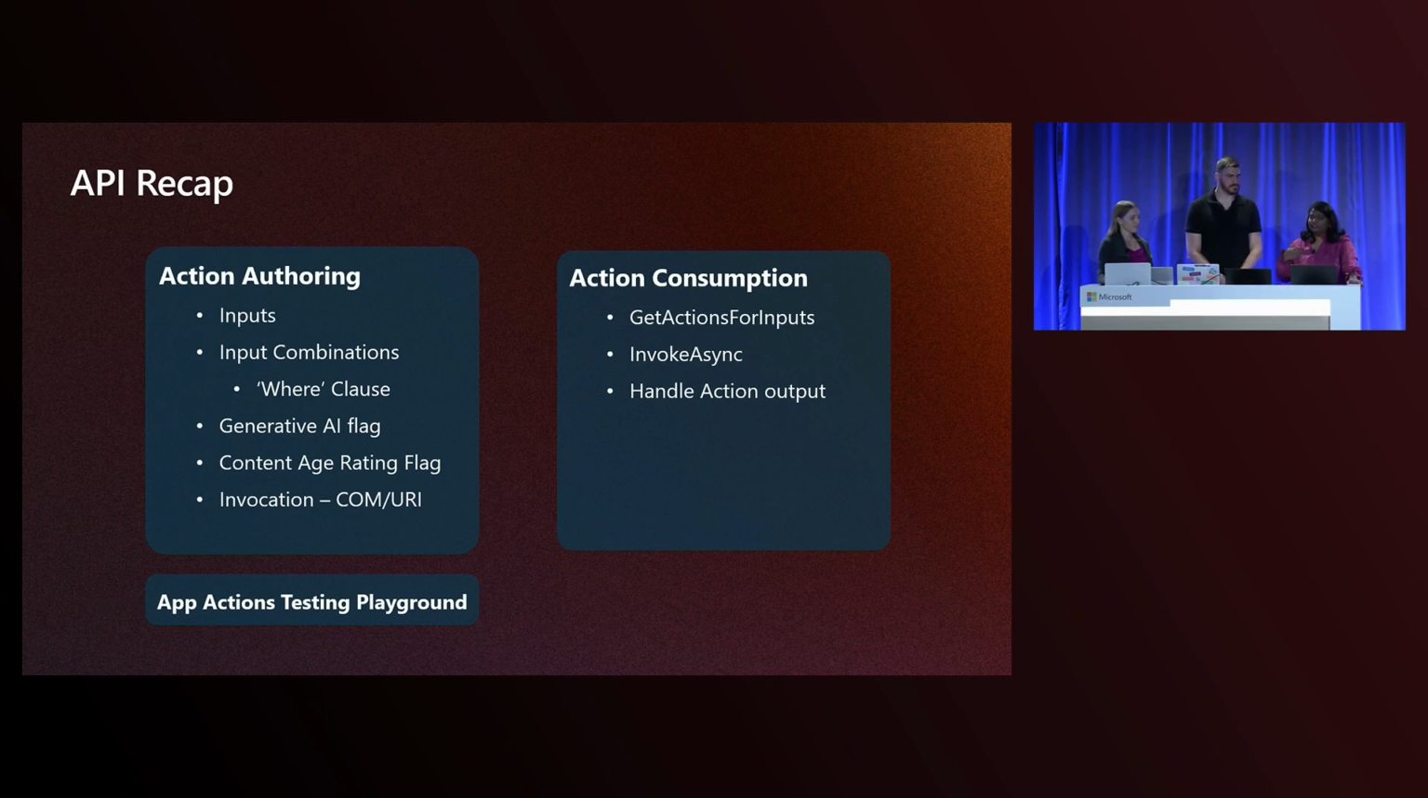Once you've authored, go ahead and test your app with the new Actions Testing Playground. On the consumption side, the three main important ones are: query the actions catalog for all the actions associated with the entity of your choice. So that's the first call, get actions for inputs. The next one is when the user just chooses the action, go ahead, invoke the action. Last but not the least, handle the output.